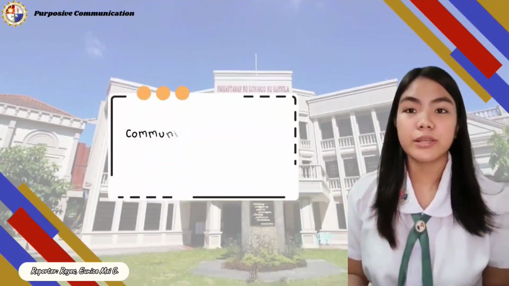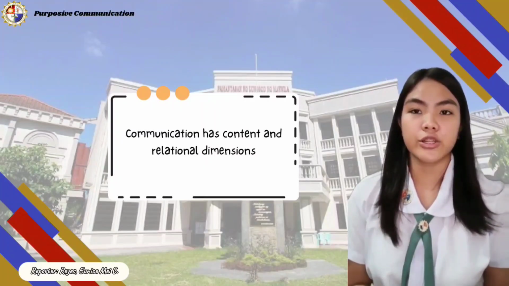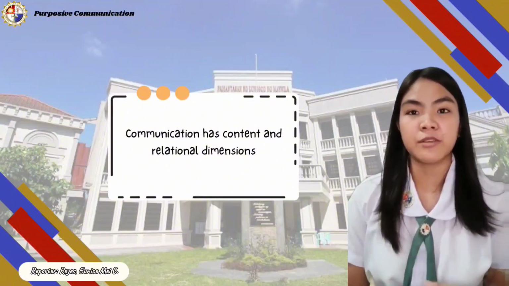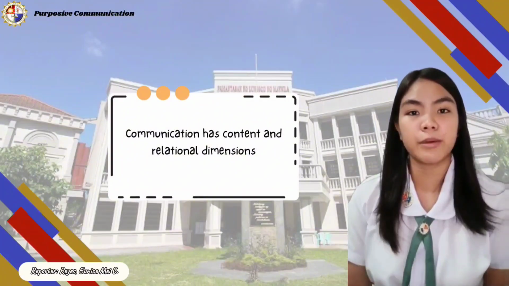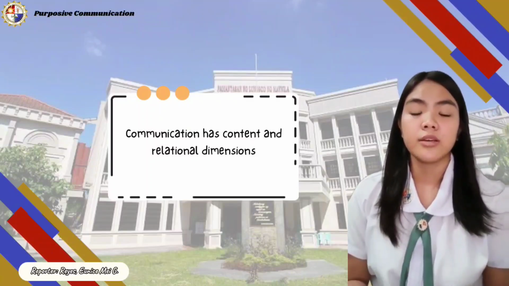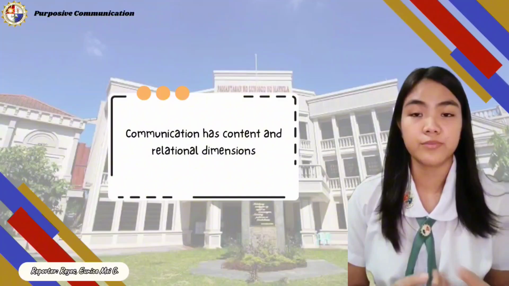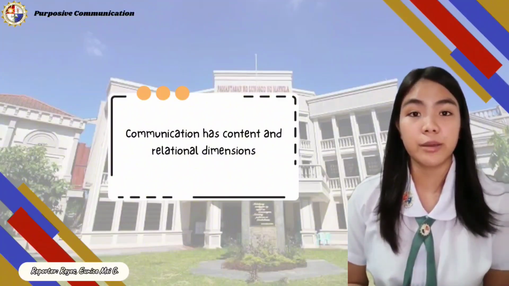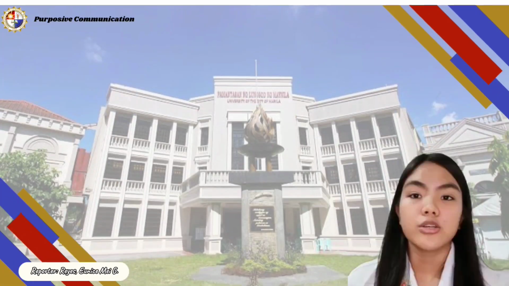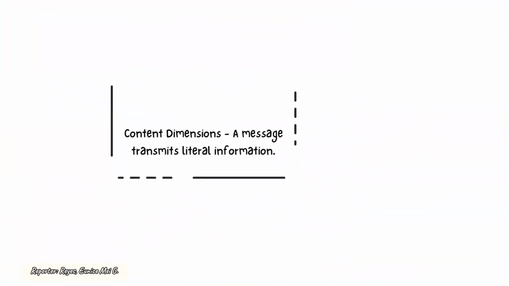The fourth principle is communication has content and relational dimensions. The content dimension refers to the information being addressed specifically, whereas the relational dimension communicates your feelings about the other person. Content dimension: a message transmits the literal information, while relational dimension conveys your feelings about other individuals.